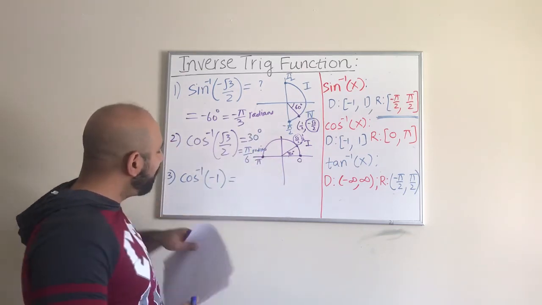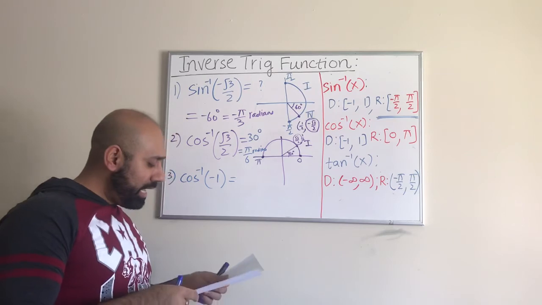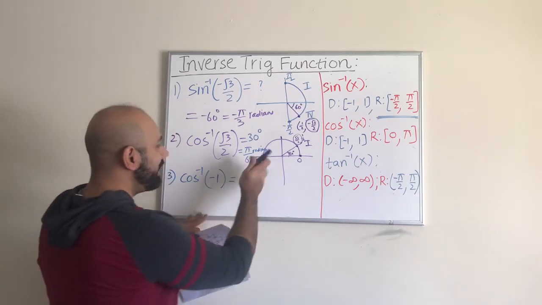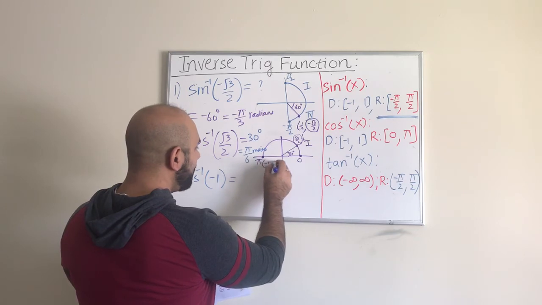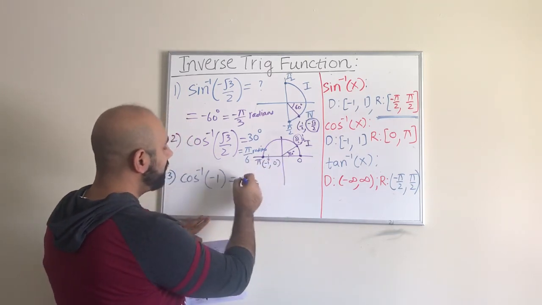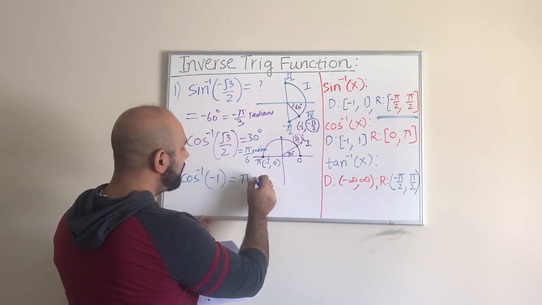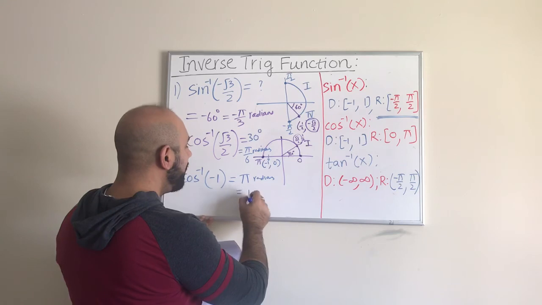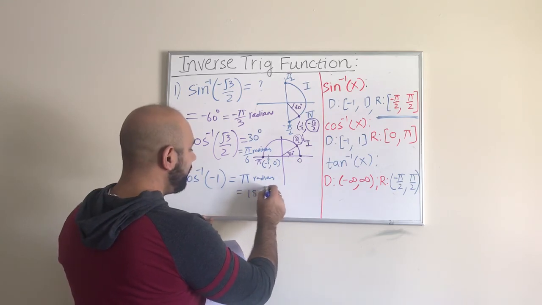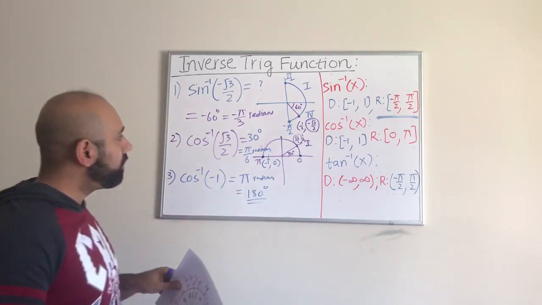So I'm again going to go back and look at my unit circle, and looking at the unit circle, I see that at this point right here, pi, the coordinates are -1 and 0. This is my x coordinate, which is the cosine, so it's going to be just pi radians, which is same as 180 degrees. That's how you would find the cosine inverse.